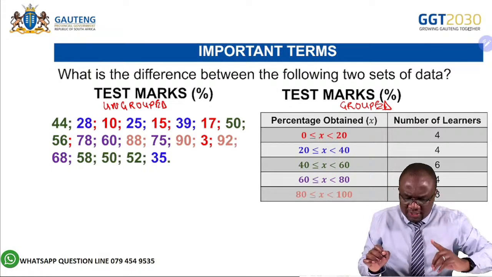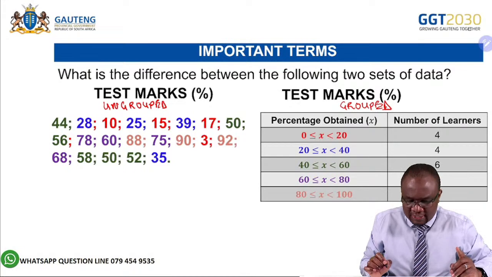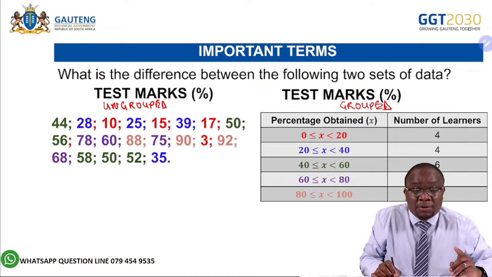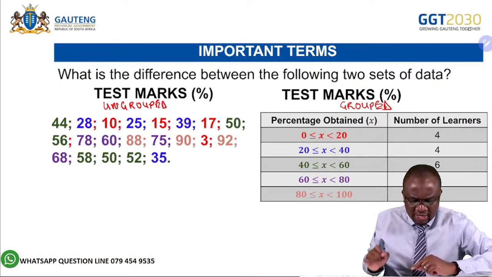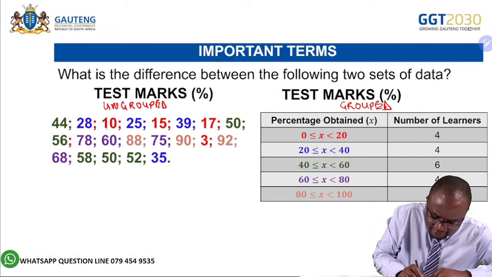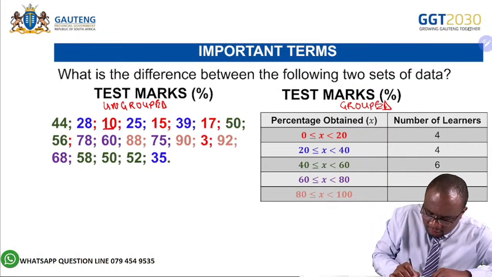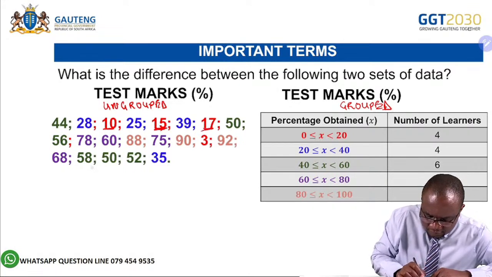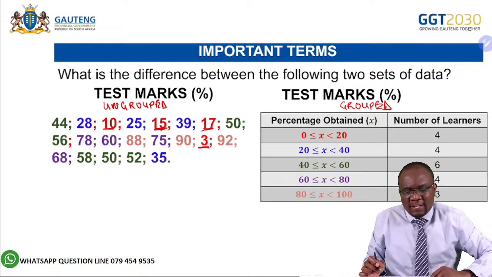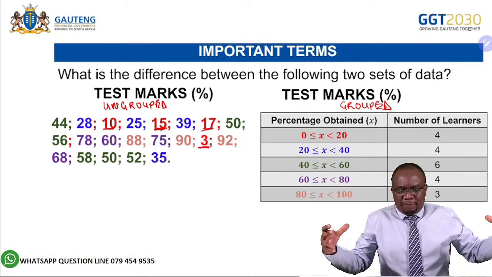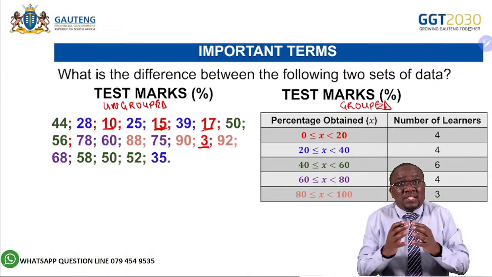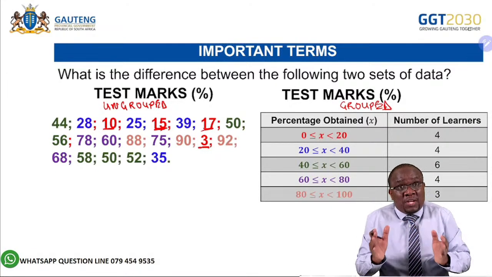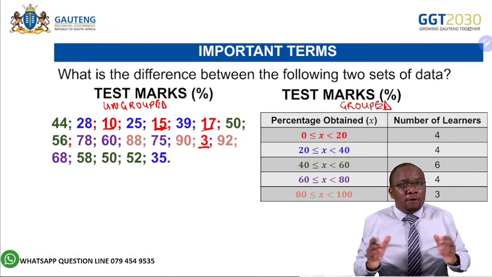Let's check. We're saying these are the marks of learners. So the learners that got between 0 and 20, 0 included. If you check, 0 is included here and 20 is not included. Are they 4? Let's see. We have 10, we have 15, we have 17, we have 3. There are 4. You see that? So now these 4 learners, their marks have been grouped into this class interval, the first class interval. So we're saying learners who got from 0 to 20, there are 4 of them.